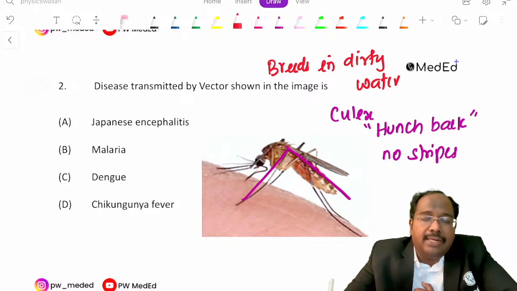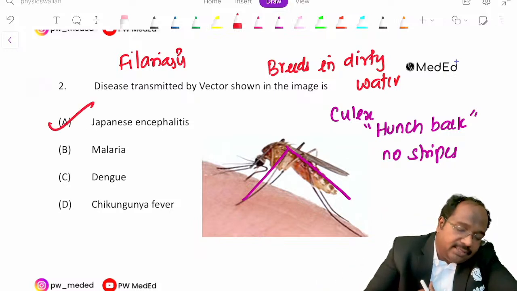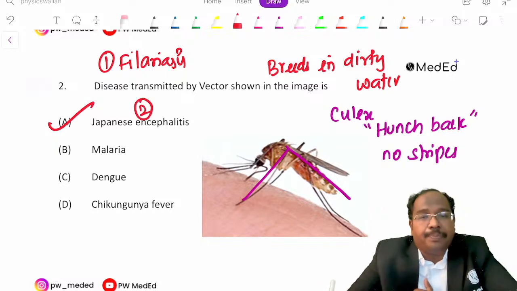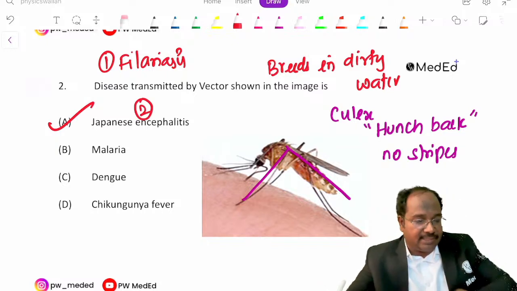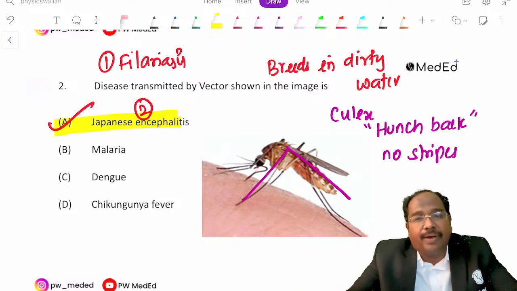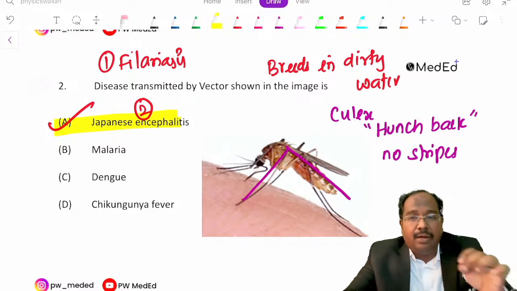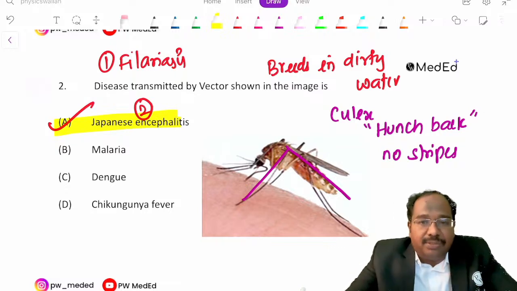And what is the disease it transmits? That was the question. They gave the image; this is the Culex mosquito. It transmits 2 diseases in India. The important one is filariasis, and the second one is Japanese encephalitis, JE. It breeds in dirty water. Hunchback will be there and no stripes. This is Culex. Multiple times they ask this.